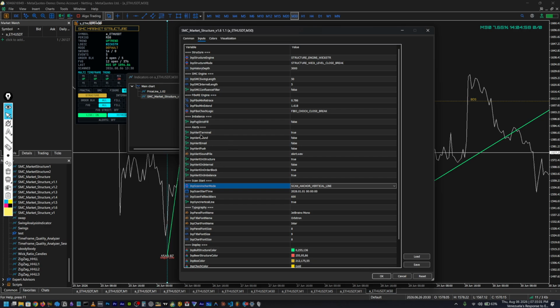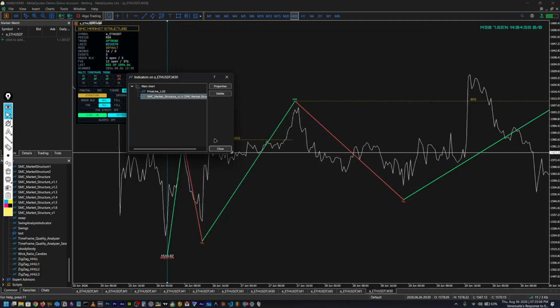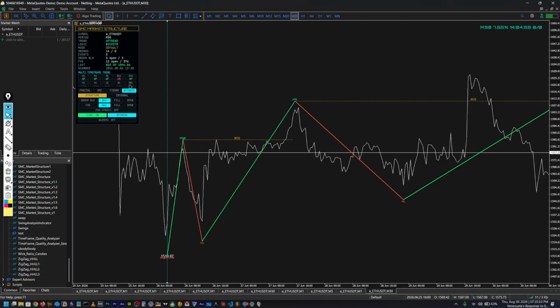There are also alert functions. When the trend changes, the whole alert system is here. First of all, let me show you the controls. As you can see in the dashboard here, we have the trend status. Click refresh and you can see the multiple time frame trend, which gives you an idea about what's happening on the other time frames as well.